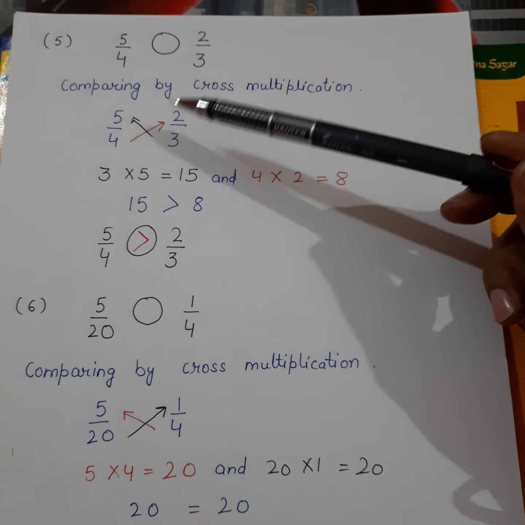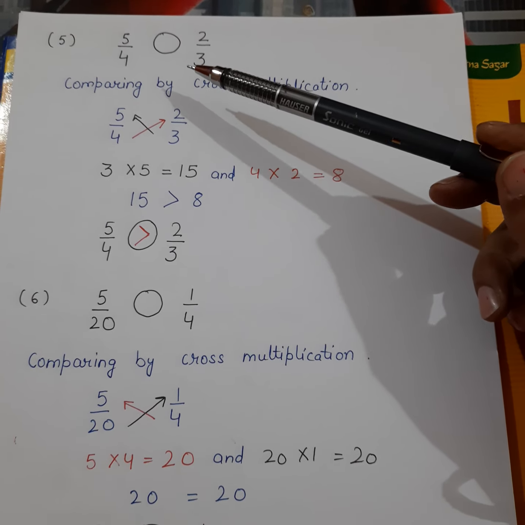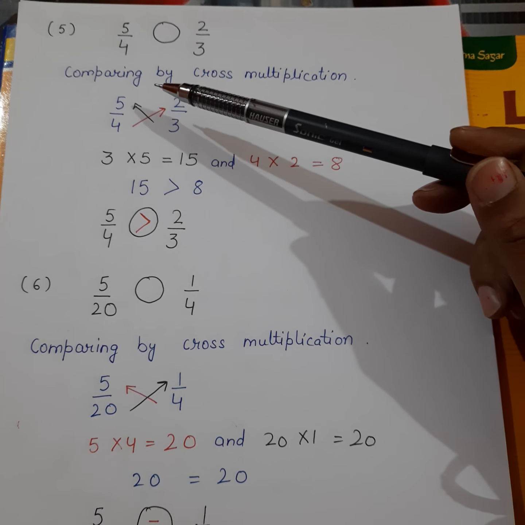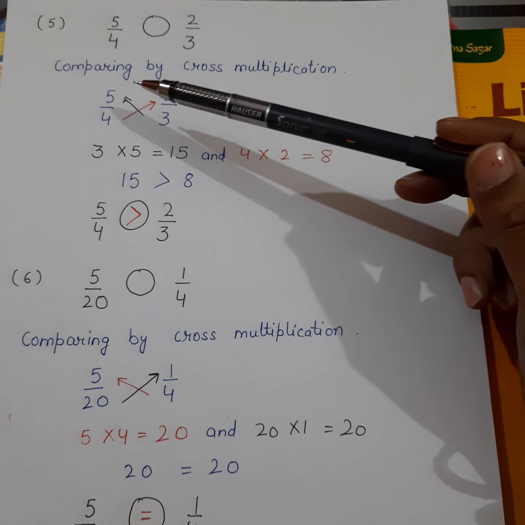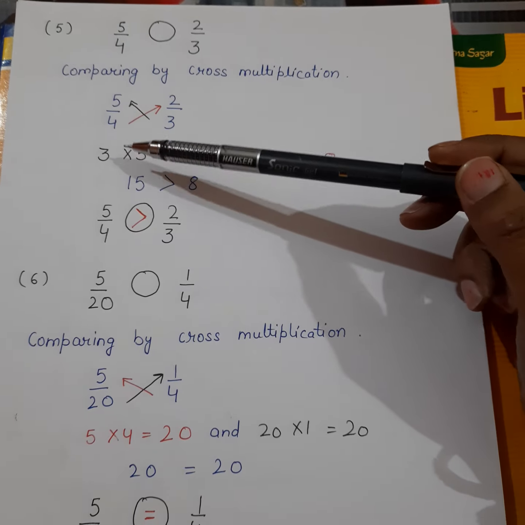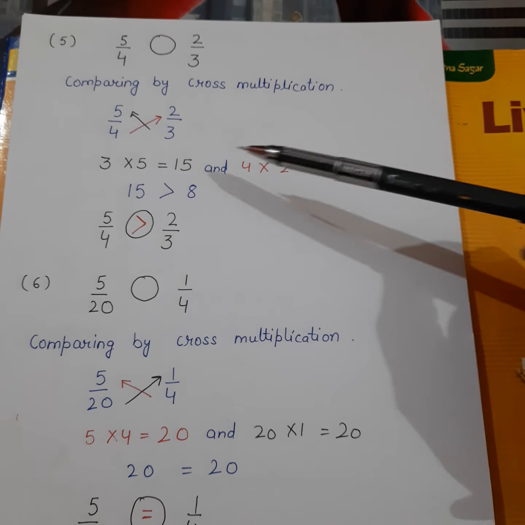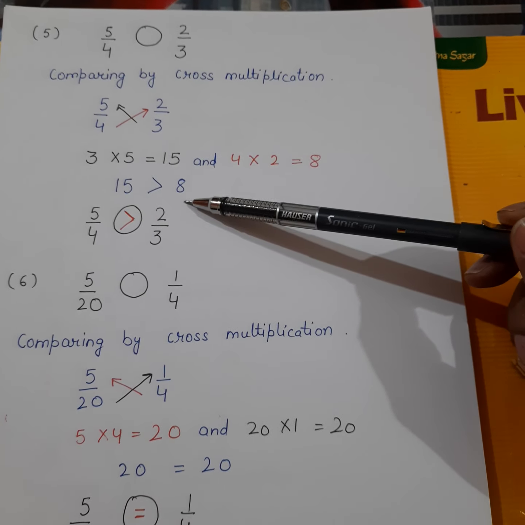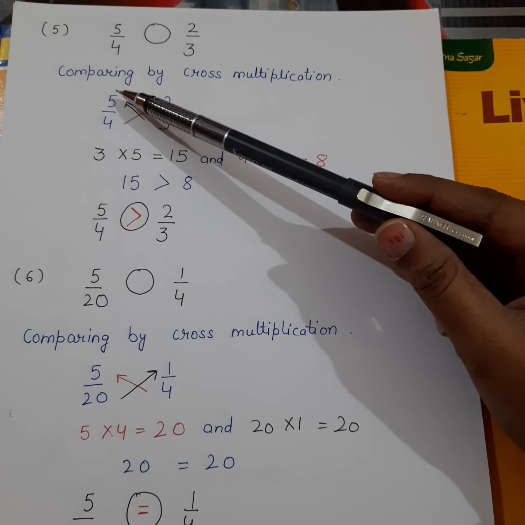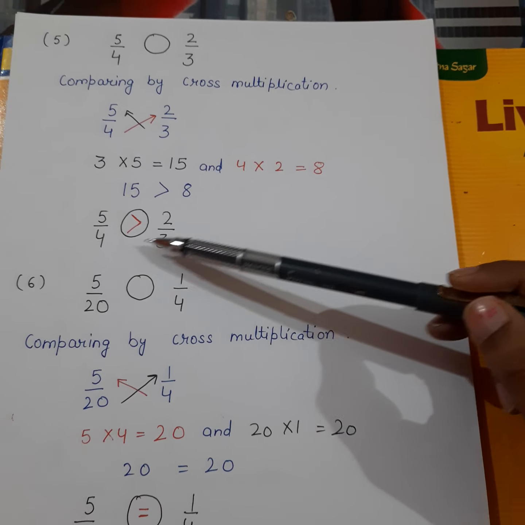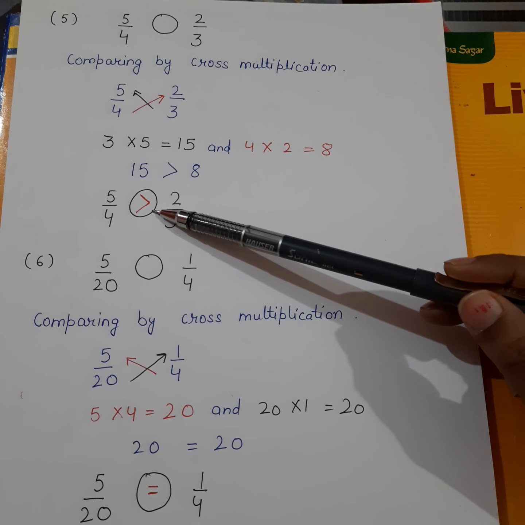Now the fifth part is 5 by 4 and 2 upon 3. Again numerators and denominators are all different, so compare by cross multiplication. Multiply 3 with this 5: 3 fives are 15, and 4 twos are 8. Which one is bigger? 15. So 5 by 4 is greater than 2 by 3, so the sign will come this side.